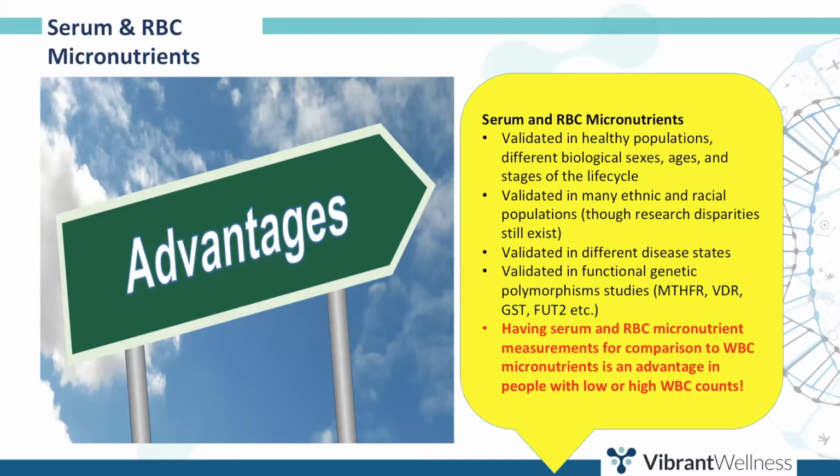These research studies on serum and red blood cell micronutrients have really built a foundation that can help us understand the validity of the reference ranges in serum and red blood cell in the population. Serum and red blood cell micronutrients have also been validated in many ethnic and racial populations, although admittedly research disparities do still exist. Also, they've been validated in different disease states.